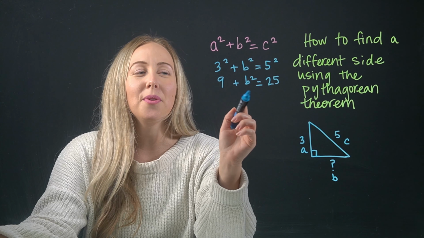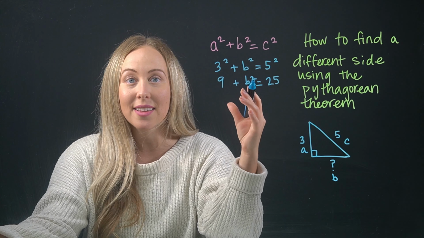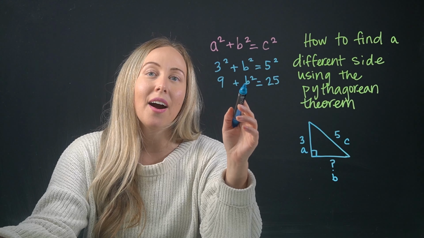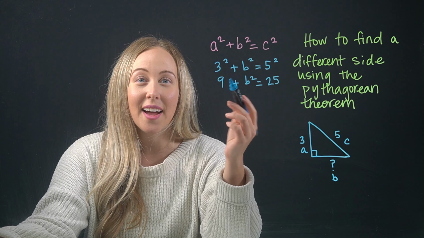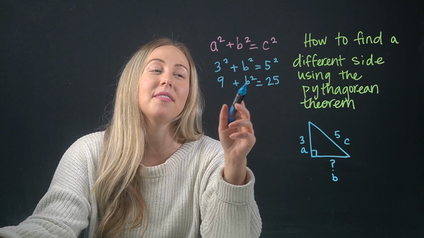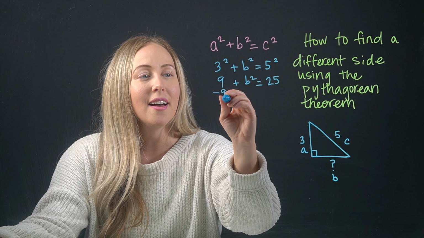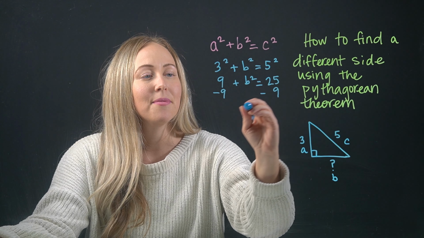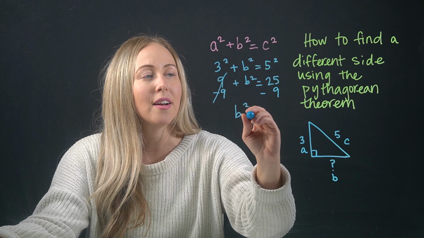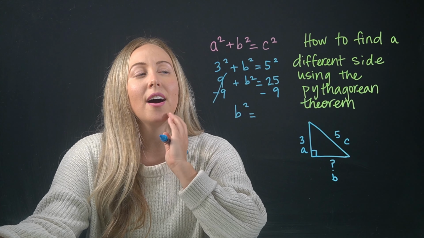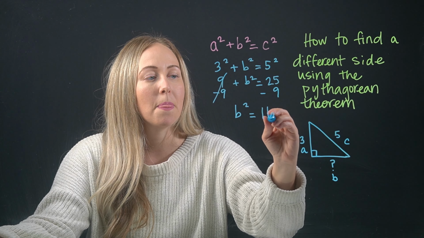Okay. So now how are we going to solve for b? So our goal is to get b by itself. What's happening to b now? Well, right now b is being squared and it's being added to 9. So we're going to do the opposite of adding the 9. We're going to subtract the 9 over. So minus 9, minus 9. 9 minus 9 is 0. So b squared equals 25 minus 9. 25 minus 9 is 16.